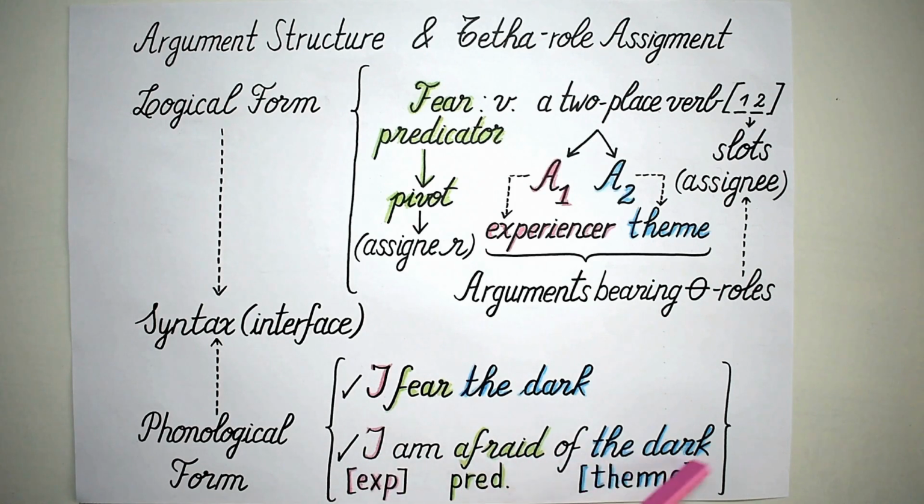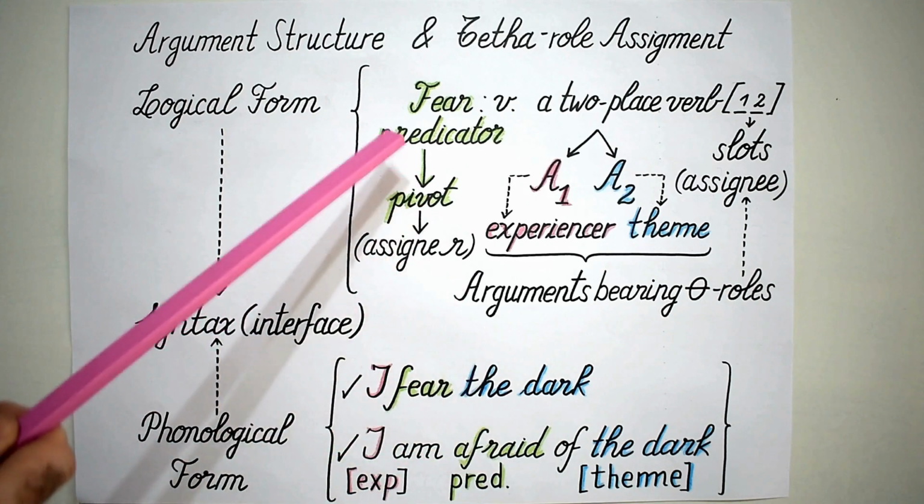In my language, in my L1, my mother tongue, Spanish, we say something like, yo le tengo miedo a la oscuridad. If we translate that into English, it will be something like, I have fear of the darkness, or I have fear to the darkness. There's some kind of preposition there, right? But we say I have fear in Spanish. Yo tengo miedo.